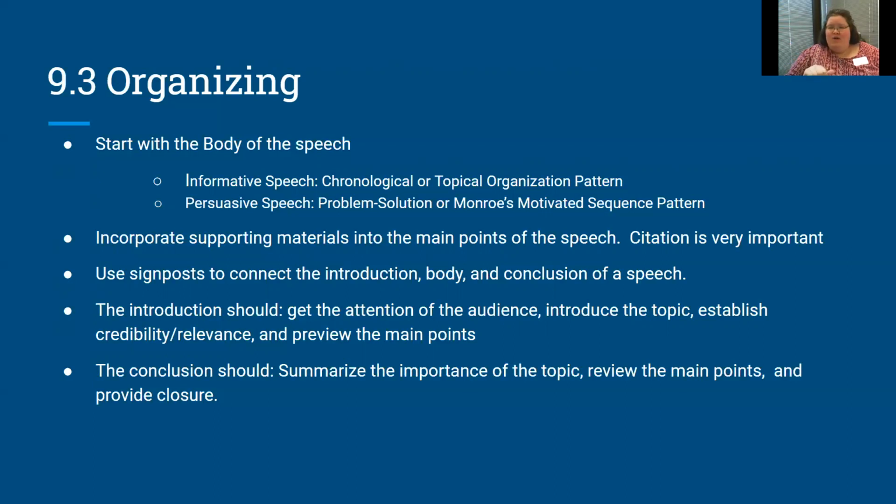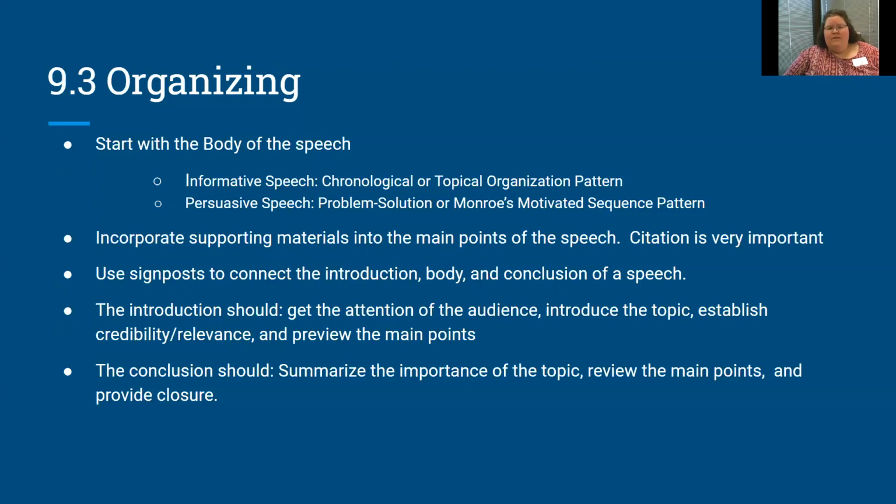It's easy to want to start with the introduction. Don't do that. You want to start with the body of the speech and fully develop that so that you have a very clear understanding of what the content is, so that when you write the introduction, it actually represents that. Remember that the main points of the speech need to be guided by your thesis. So before you do anything, you need to determine what your specific purpose statement is and the thesis of the speech itself.